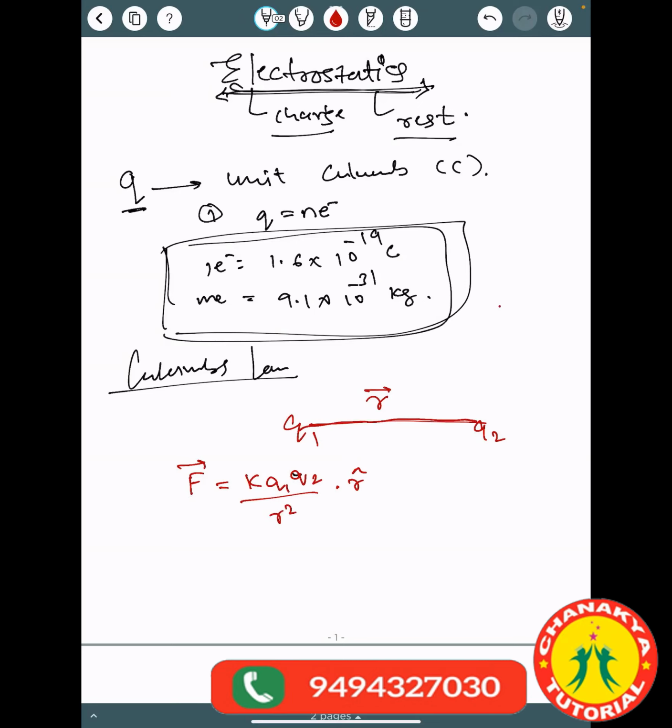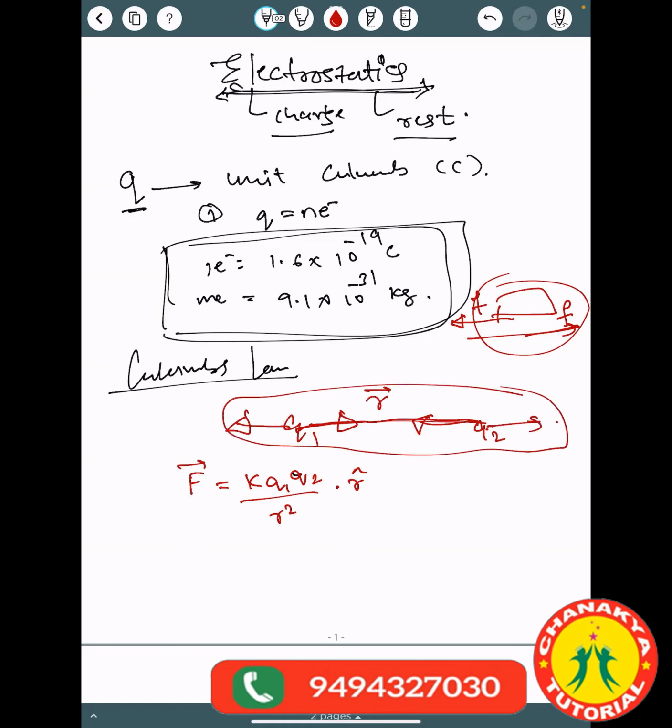Okay, so like friction, right? We saw that if on the block it is acting like this, on the surface it will act like this. So net force is 0. Similarly here, on Q1 the force will be like this, on Q2 the force will be like this if they are of opposite sign. If they are of same sign, the force on Q1 will be like this and the force on Q2 will be like this. So net force on the system is always 0. Okay guys, this is the formula for Coulomb's law.